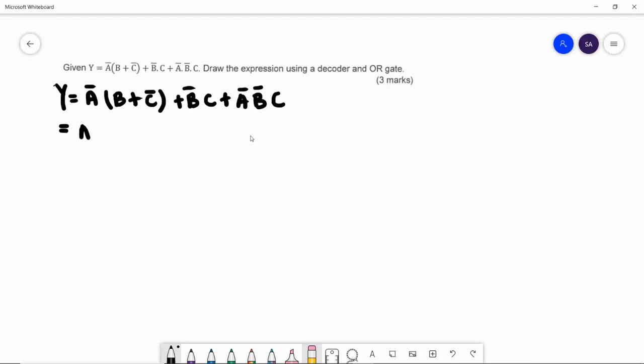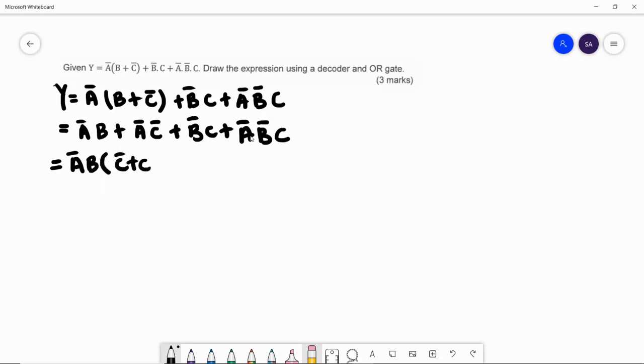So kita ada A bar B plus A bar C bar plus B bar C plus A bar B bar C. So yang ni dah cukup 3. Tapi untuk ini dan ini dia tak cukup 3. Jadi kita kena buatlah pengembangan. So bila kita buat pengembangan, pastikan yang ini A bar B dia tak ada apa? Dia tak ada C. Jadi kita buat A bar B times C bar plus C.